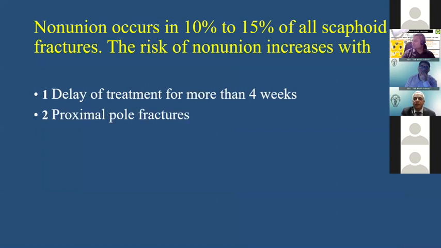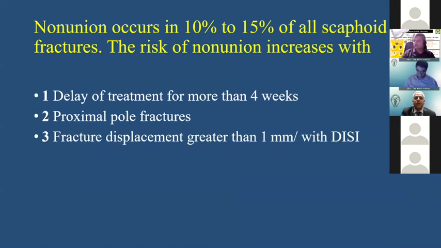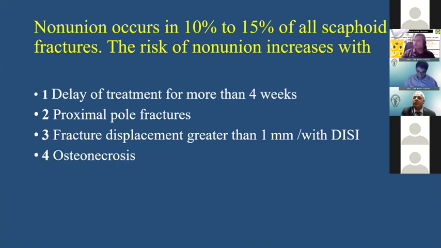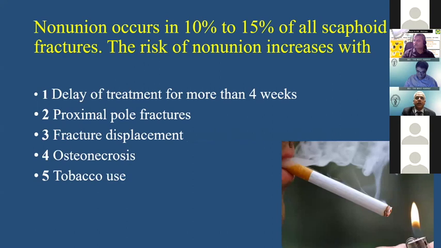So one is delay of presentation, and proximal pole fractures, as you all know, because of the poor vascularity, are prone to non-unions. Whenever there is fracture displacement at the initial setting, more than 1 to 2 millimeters, particularly with a DISI deformity, they are also at risk for non-union. Also if associated with avascular necrosis of the fragment, and as I already mentioned, smoking is directly proportional to non-union, just like any other non-union. So it's important to address these factors when you contemplate treatment of these scaphoid non-unions.